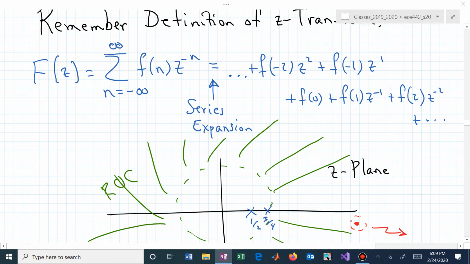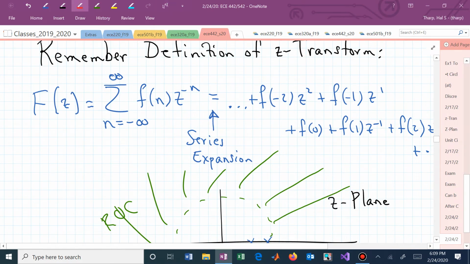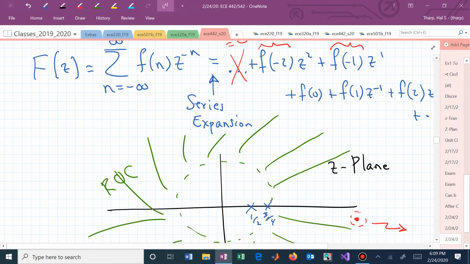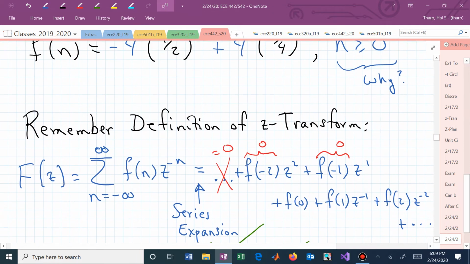It now forces f of minus 1 to be 0. It forces f of minus 2 to be 0. It forces all of these negative indexed sequences to be 0. That's the why.